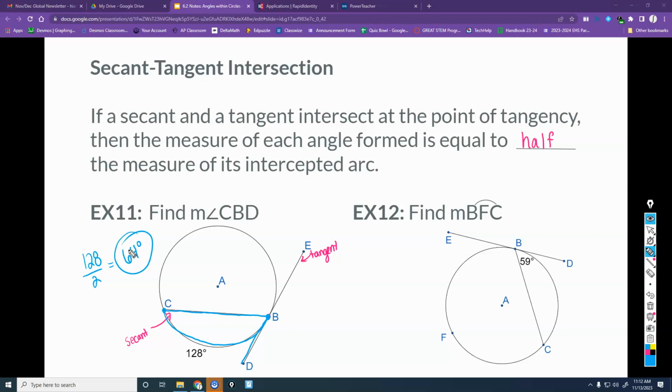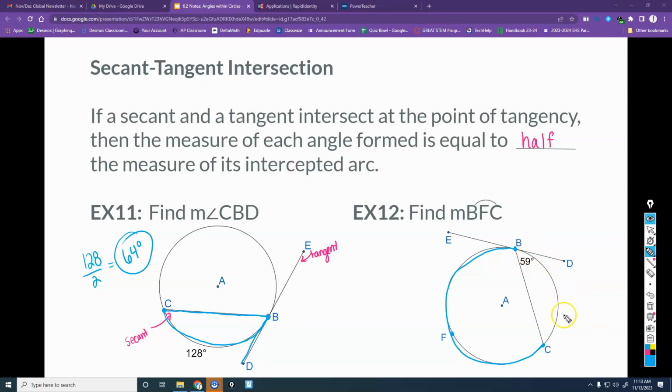Okay. Number 12 is going to ask for arc BFC. BFC is this arc right here. We have a couple ways that we can do this. Now, do we know the angle that goes with that arc? We do not. So we can either find it, or we could find this arc and just subtract it from 360. So that's what I was thinking to do first.